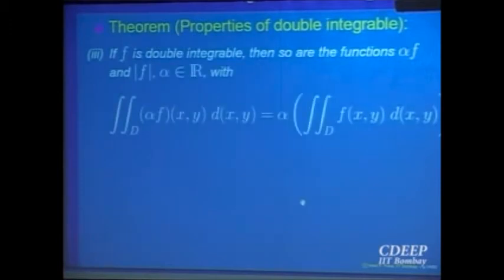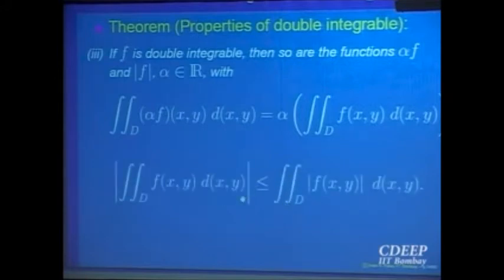And this is another property. If you multiply the function by a scalar, and if the function is integrable, then the scalar times that function also is integrable and the scalar comes out, right? So the integral of alpha times f is equal to alpha times the double integral of f. And similarly, if a function is integrable, then the modulus of that function is also integrable. That also we said is true for integration of a function of one variable. And you take the integral, take the absolute value, that is less than or equal to the integral of the absolute value of the function. So these properties all are similar to the functions of one variable.